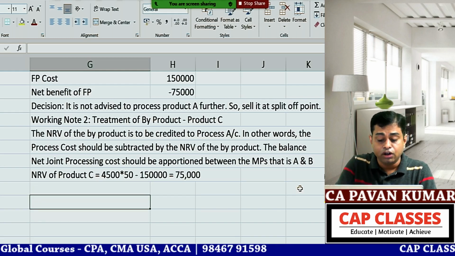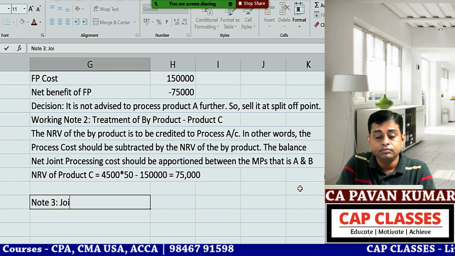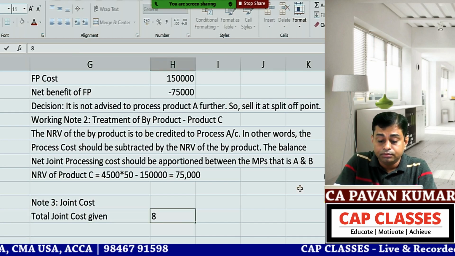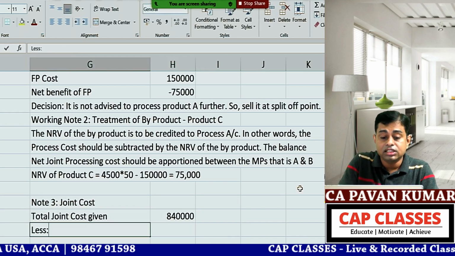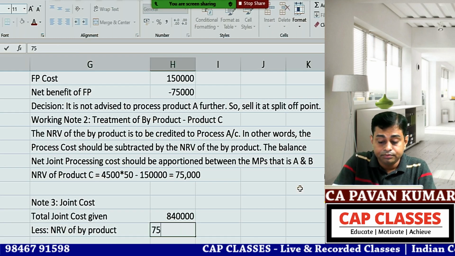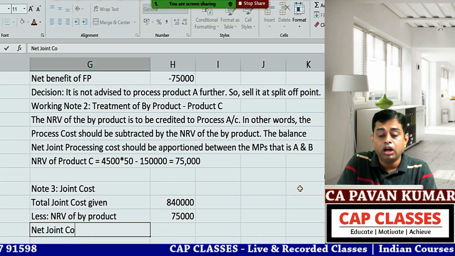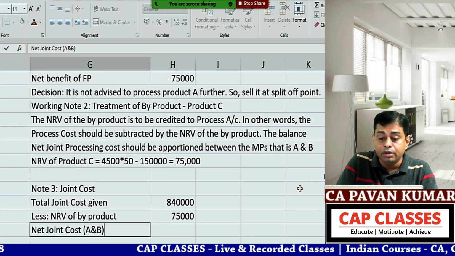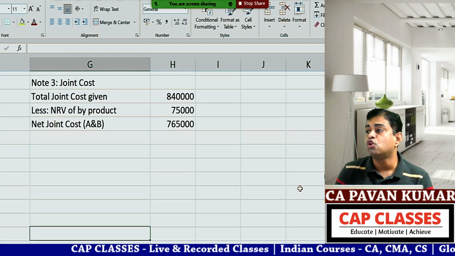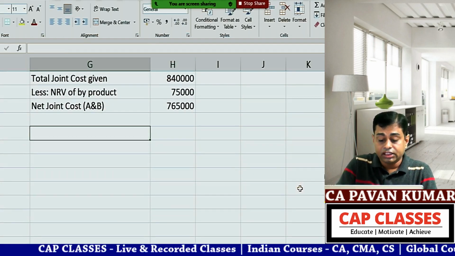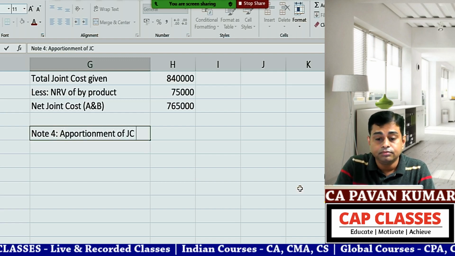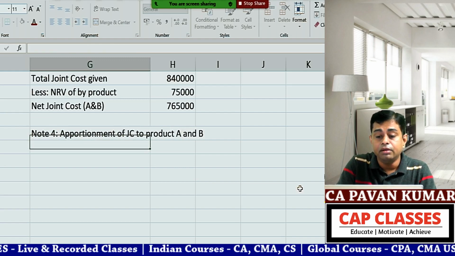Now this is working note 2. Note 3, joint cost. Total joint cost given 8,40,000, less net realizable value of byproduct 75,000. So net joint cost to be apportioned between A and B is 7,65,000. This you understand? This is note 3. Next, note 4. Apportionment of joint cost to product A and B.